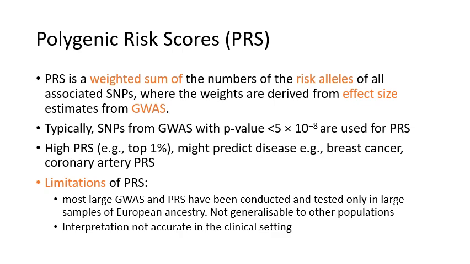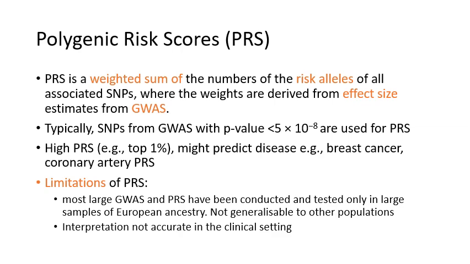And then a particular weight is allocated depending on their statistical significance. And this weight is the effect size. So the weights are derived from the effect size estimates from the genome-wide association studies. Typically, single nucleotide polymorphisms from genome-wide association studies with a p-value of less than 5 times 10 to the power minus 8 are used for polygenic risk scores.